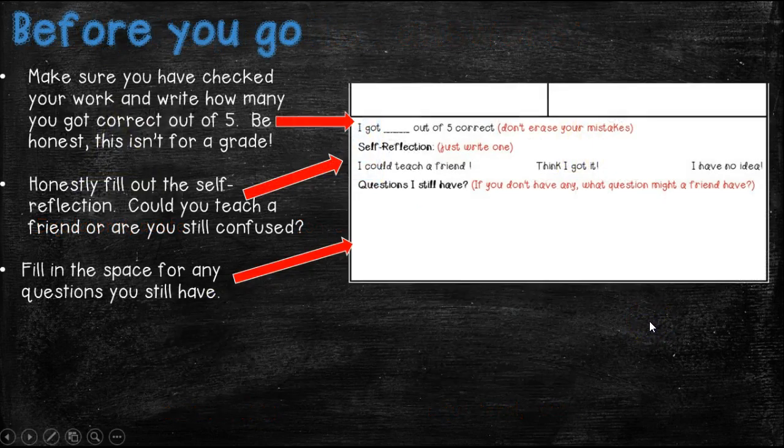Make sure you check your work and write how many you got correct out of 5. Remember, be honest. This is not for a grade, just so Mr. Whalen and I can help you better. Honestly, fill out that self-reflection. Could you teach a friend, or are you still confused? And fill in the space below with any questions you still have.